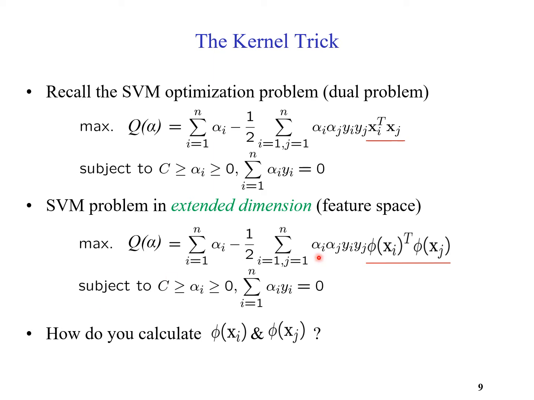But the problem is, we do not know this mapping. We do not know this pi xi, pi xj. We have no idea, because we do not know the dimension, we do not know the configuration. I told you in the previous slide. So that's the problem. That's why we are stuck, the SVM stuck here.